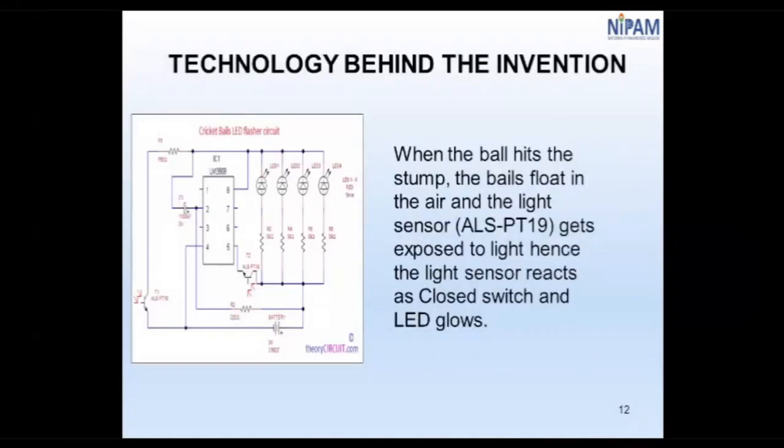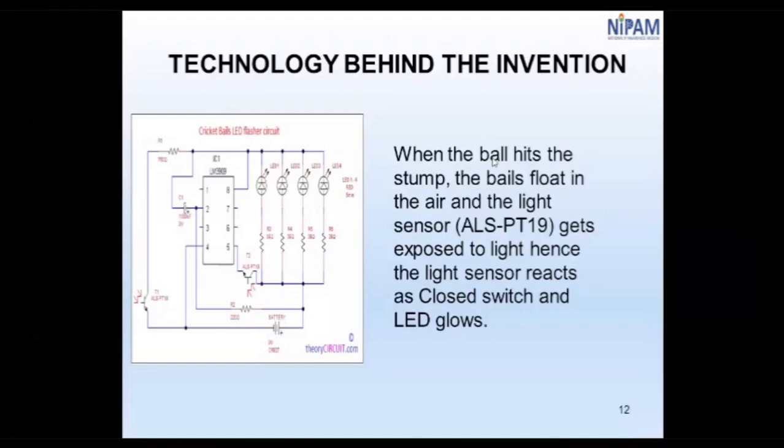This is the famous circuit diagram which helps in designing the LED stump. When a ball hits the stump, the bail floats in the air, and the light sensor gets exposed to light. Hence, the light sensor acts as a switch for the LED. This appears to be a very simple circuit, but it is not. Why it is not a simple circuit, we will discuss later.